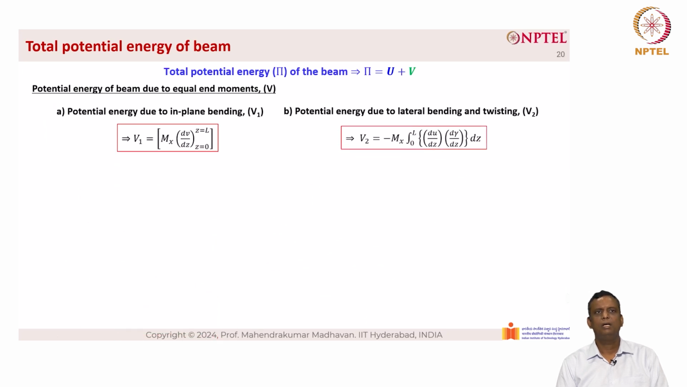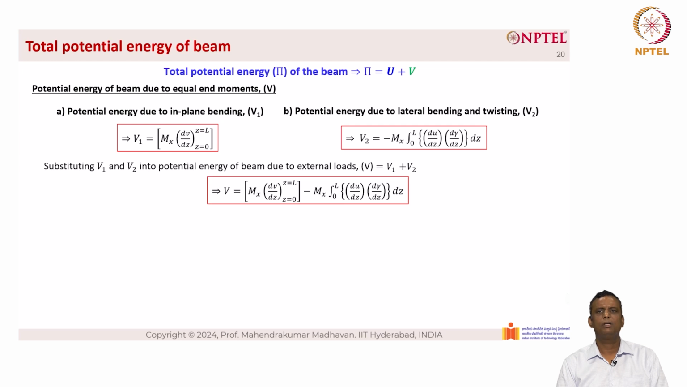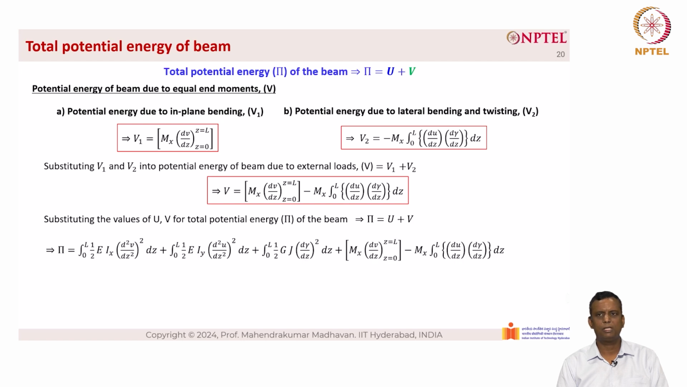So we have the potential energy due to in-plane bending V1, and we also have the potential energy due to lateral bending and twisting V2. So substituting V equal to V1 plus V2, we have this equation as shown here. Now substituting the values of U and V for the total potential energy, pi of the beam equal to U plus V, we have a lengthy equation as shown here.